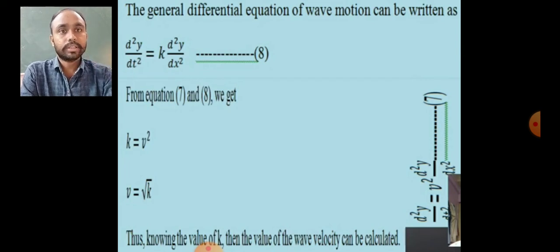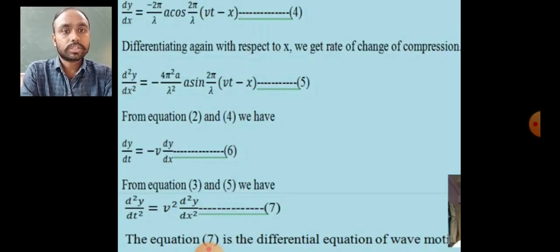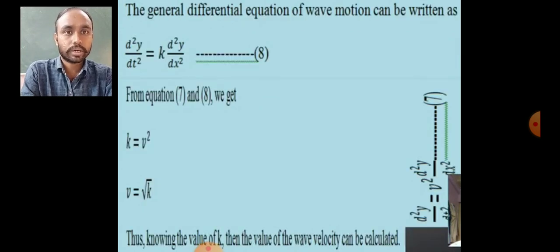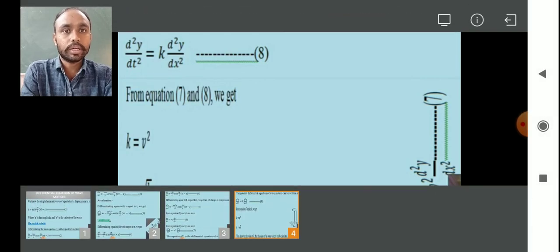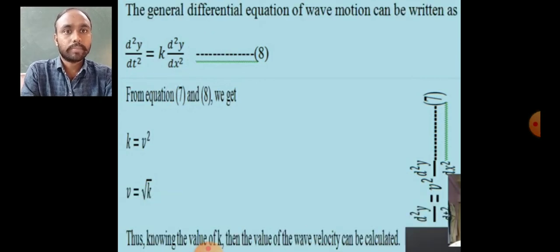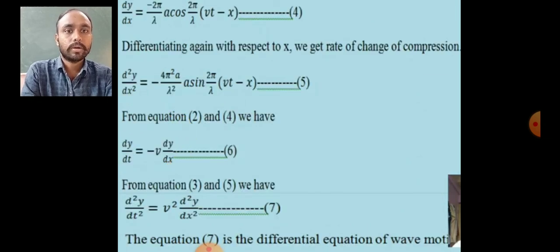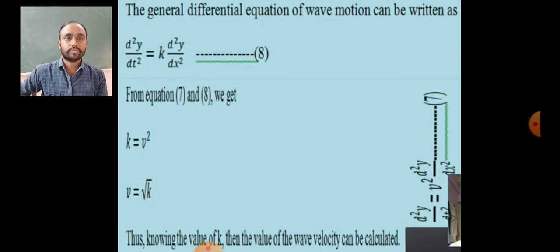If we equate them, then finally what we get? v square into d2y by dx square is equal to k into d2y by dx square. So, d2y by dx square gets cancelled on both sides, and what we get is k is equal to v square, using equations 7 and 8. And finally, if we take the square root on both sides, v is equal to under root k. So, by knowing the value of k, we can find the wave velocity.